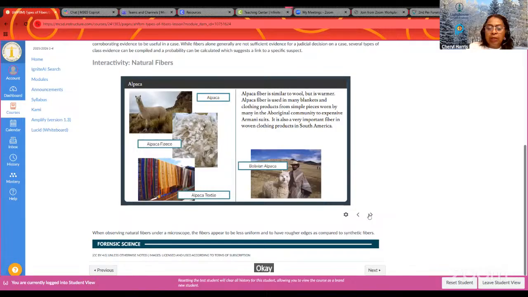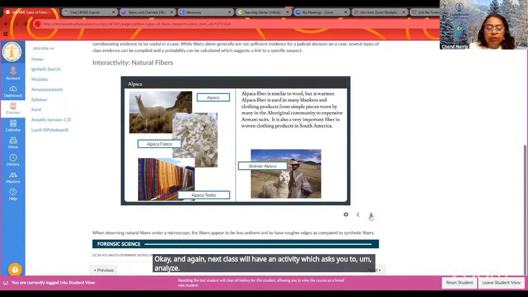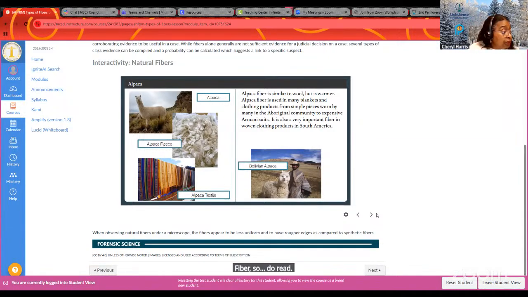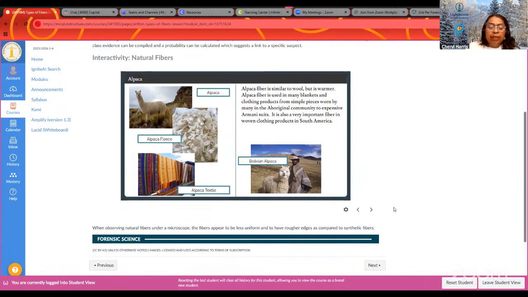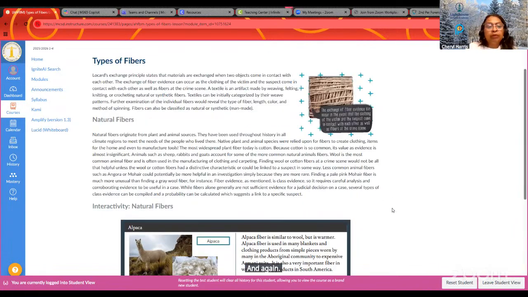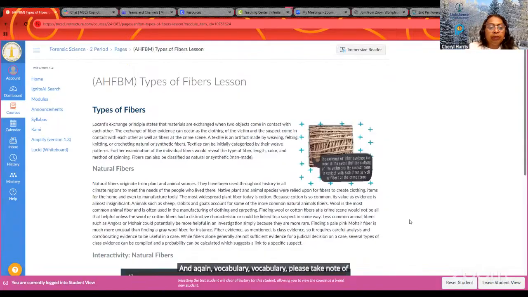Okay. And again, next class we'll have an activity which asks you to analyze fibers. So do read. And again, vocabulary, vocabulary. Please take note of vocabulary. He talked about the difference between natural fibers and synthetic fibers.